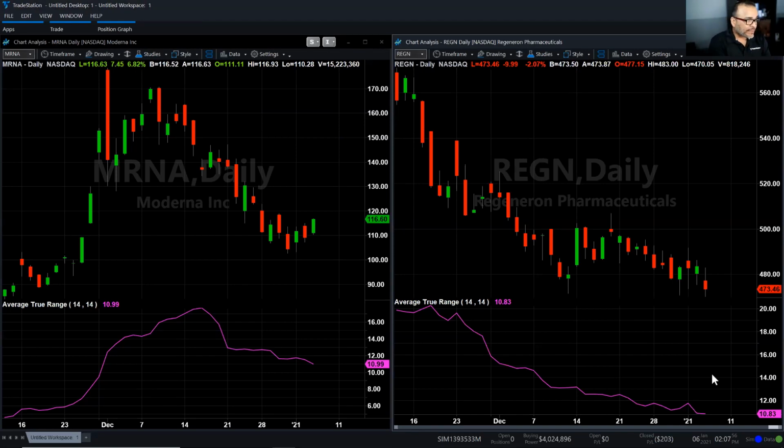So when you compare them, yes, they're going to move about the same amount. This is a very simple form of volatility. It just lets you know how much these symbols are moving. But the big difference here is the price of each one of these stocks. For example, Moderna is trading about $116, and Regeneron is trading at $473.